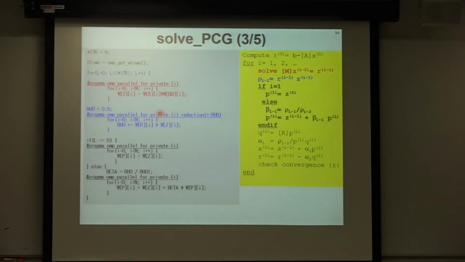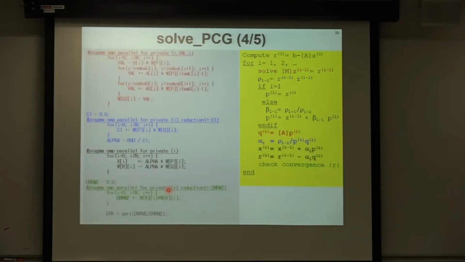Next one is also a dot product, so you need some reduction here. And the next part is updating the P vector, the conjugate gradient vector. In this case, what you have to do is just insert the pragma OMP parallel for private I. Okay, so that's it. Because beta is a global shared variable, you don't have to specify the private configurations.